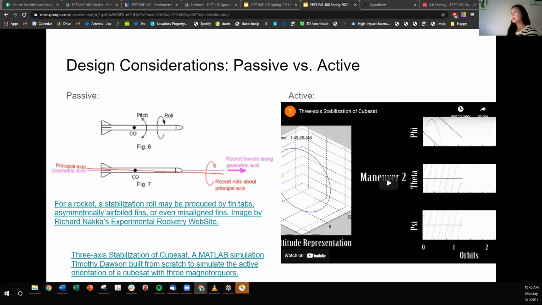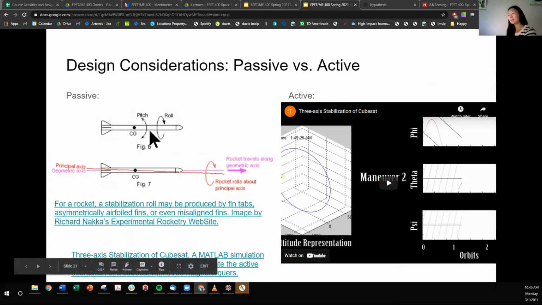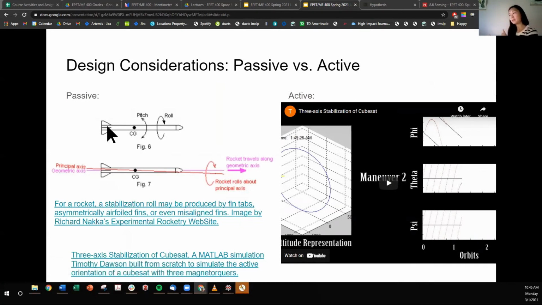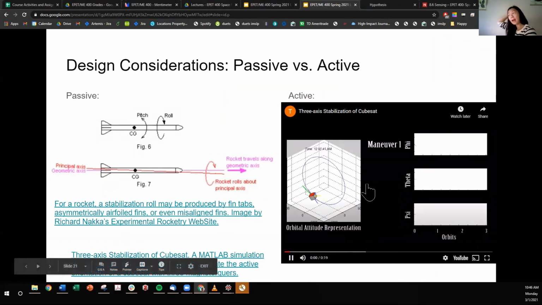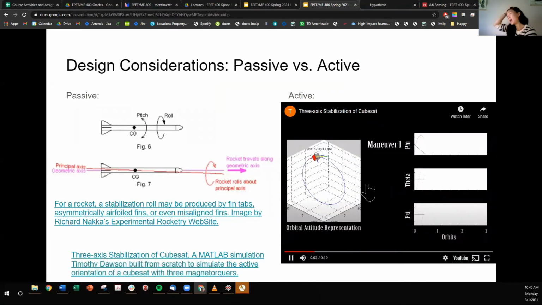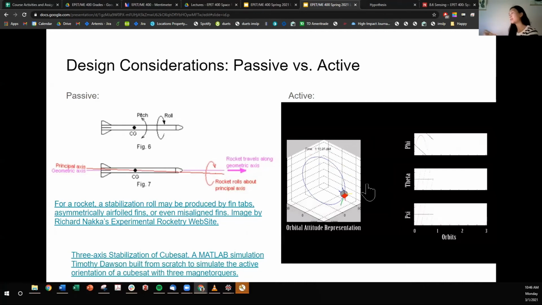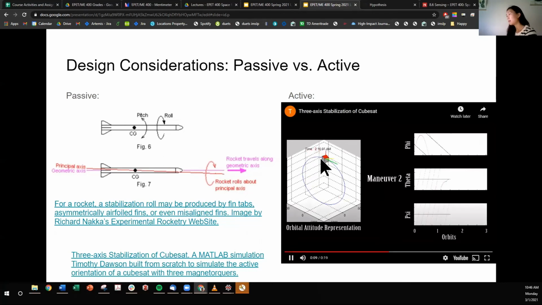Last few slides. There are design considerations that you need to make for your attitude determination control system. For example, do you want your control system to be passive or active? For a passive system, you can think of a rocket where you have these fins that create spin and roll about this principal axis. For active, say you have your CubeSat and it just got kicked out of the ISS and it's tumbling. Do you want a system to stabilize the spinning of this satellite?